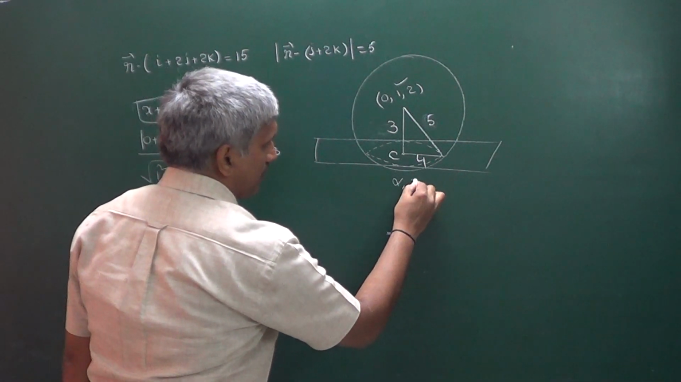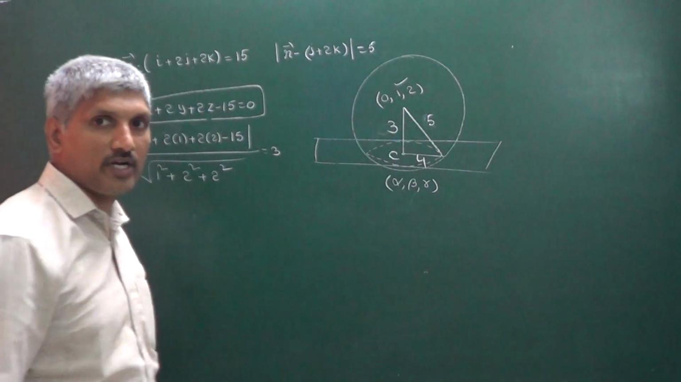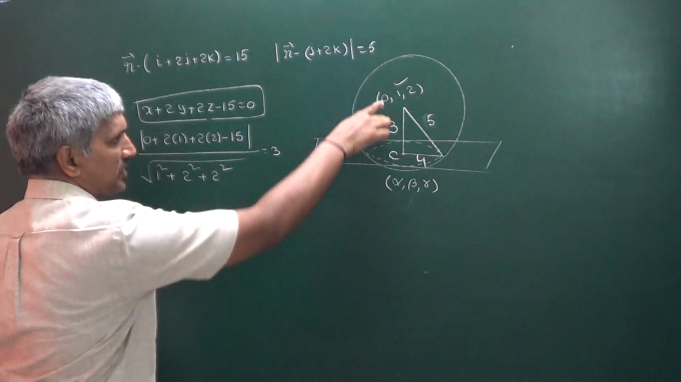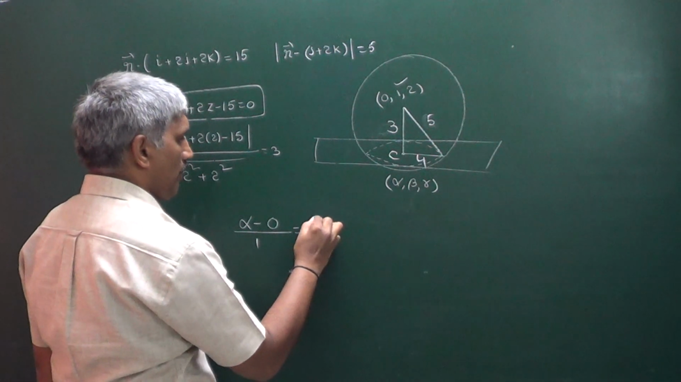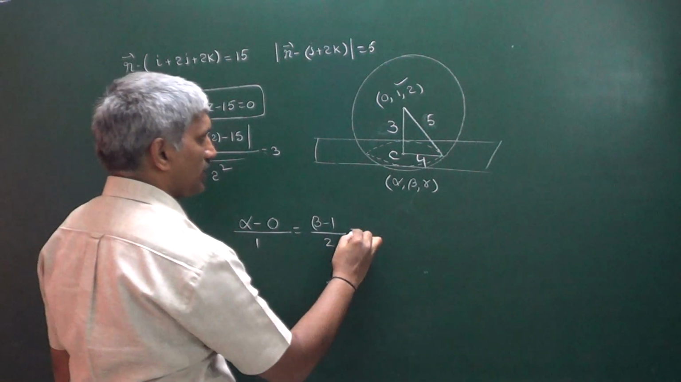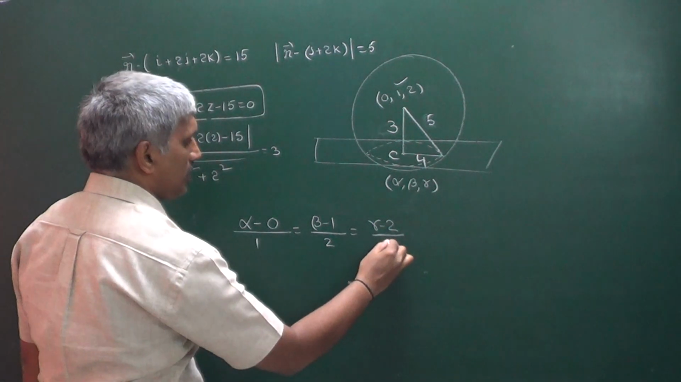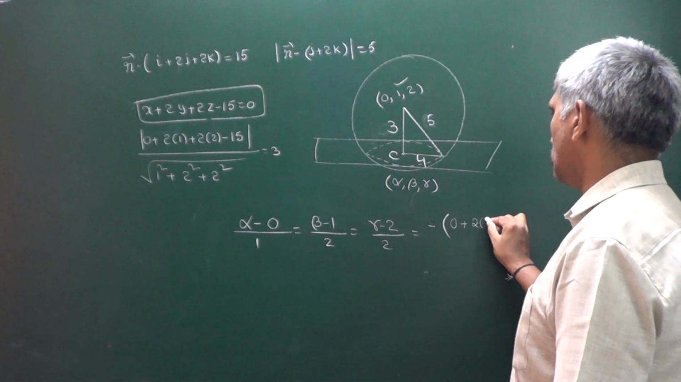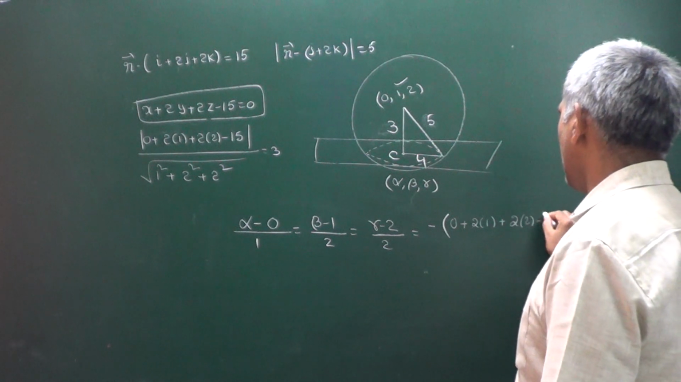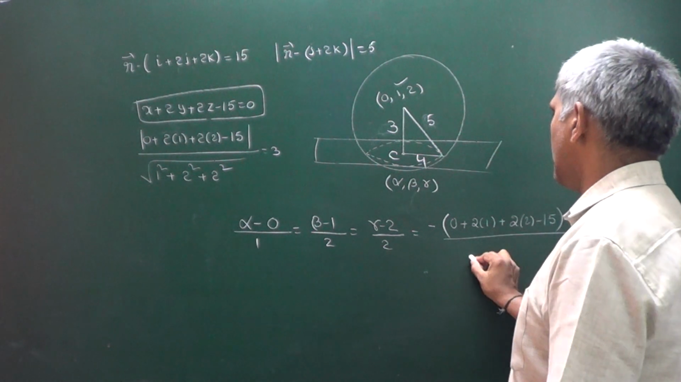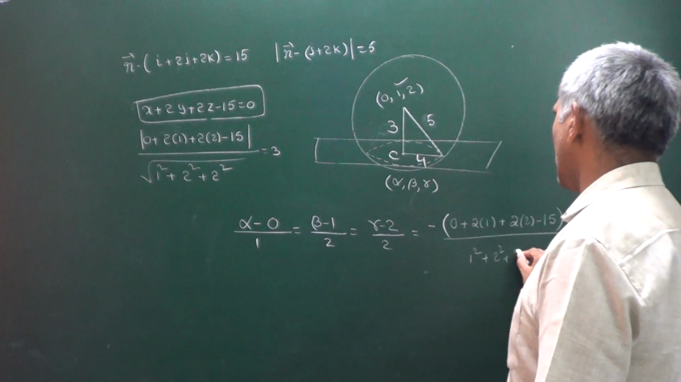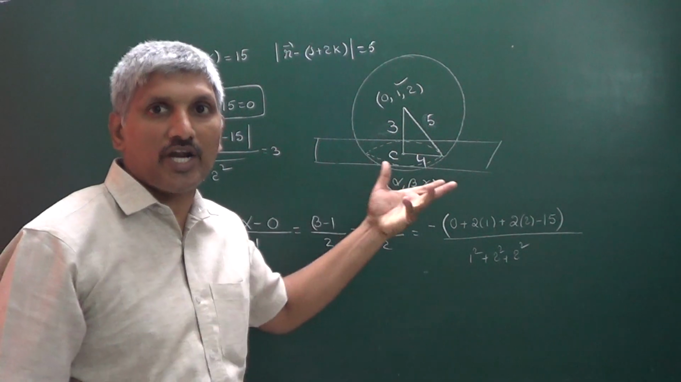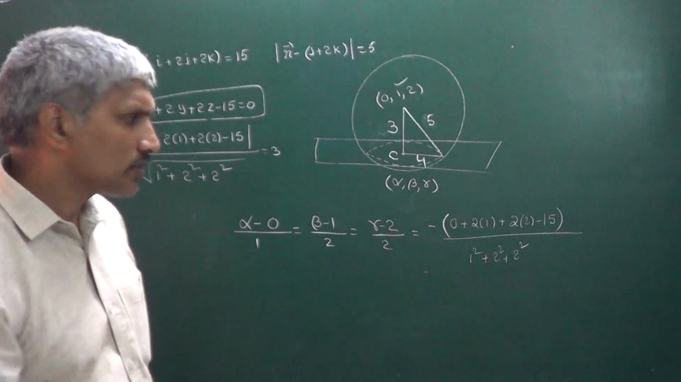So if alpha, beta, gamma is the foot of the perpendicular, then we can find alpha minus 0 divided by 1 is equal to beta minus 1 divided by 2 is equal to gamma minus 2 divided by 2 is equal to minus of (0 plus 2 into 1 plus 2 into 2 minus 15) divided by square root of 1 square plus 2 square plus 2 square. With the help of this we can find the foot of the perpendicular, that is nothing but the center of the circular cross section.